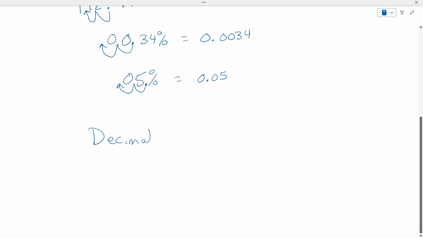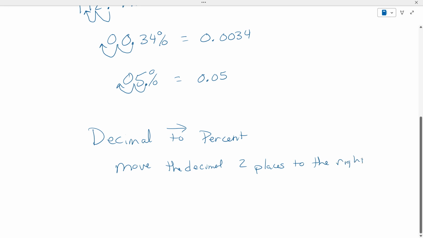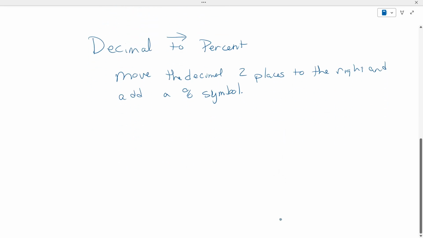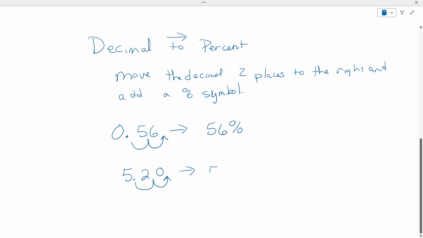Now when we go from a decimal to a percent, you move the decimal 2 places to the right and add a percent symbol. So when we make a decimal into a percent, the decimal might be 0.56. When we change it to a percent, we go 1, 2 places to the right, so it's 56%. If we have 5.2 as a decimal, I go 1, 2 places to the right. Since there's nothing there, I have to put a 0 in there. So that becomes 520%.